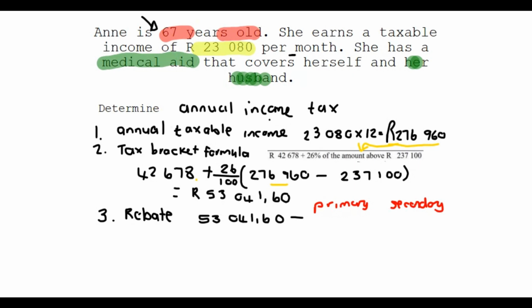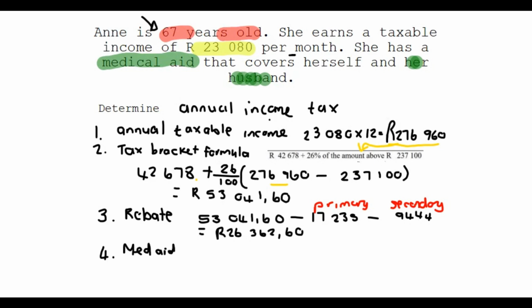Okay. The primary rebate from the table, 17,235. Yes. And the secondary, 9,444. And I get my answer quick and easy. The answer here, 26,362. And once again, the calculator just says 6, but that 6 will become 60 because I have to round off to 2 decimals. Okay, last step, medical aid question.